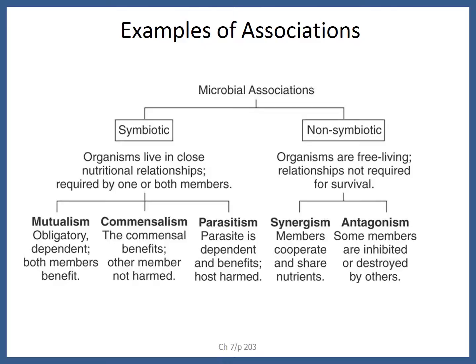But in the case of parasitism, imagine a parasite like a tapeworm living in a human. The parasite is dependent on the organism and is benefiting, but the host is being harmed. In the middle, we have commensalism. So you can imagine an organism growing on your skin. It's good for that organism, it has a place to live, maybe getting some nutrients, but the other member is not harmed. So you're not harmed by the microbe living on your skin.